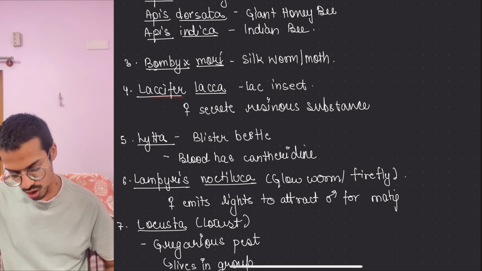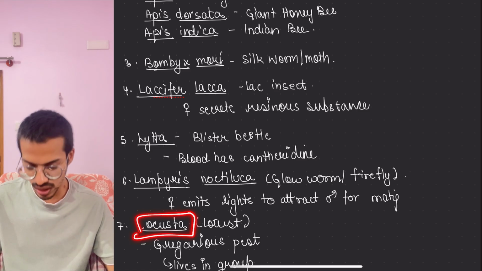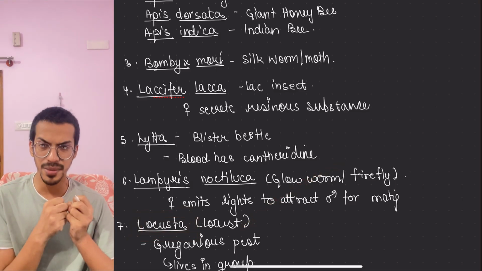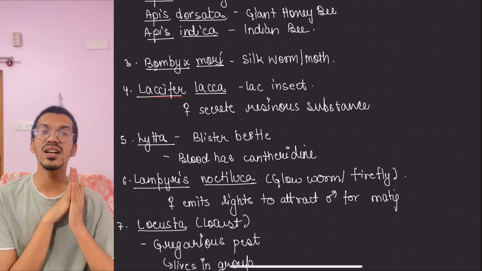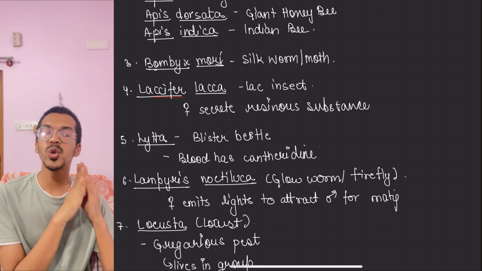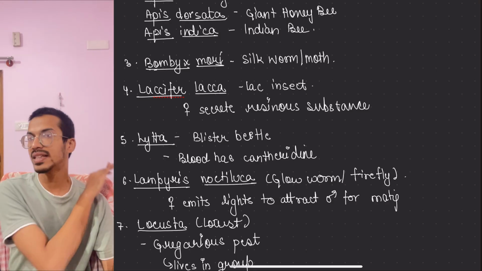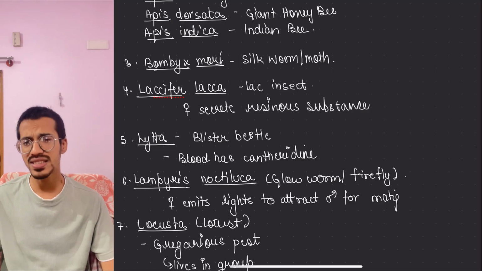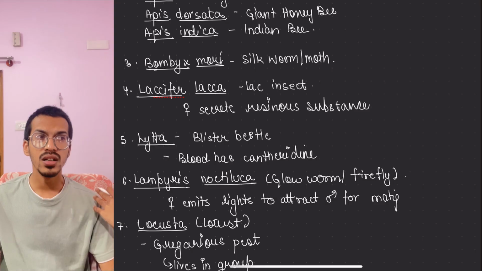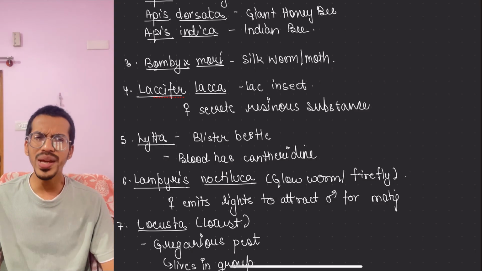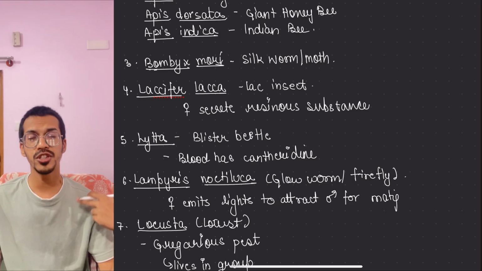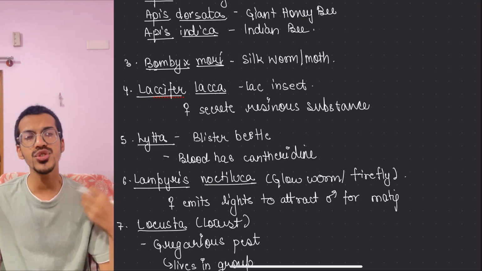Okay, then we come to Locusta. Locusta is what? Locust. It is a gregarious pest. Gregarious itself means that it comes in an army, and pest means it is a destroyer. It is a total destroyer of the crop or anything which comes in its way. Locust attacks have taken place since the past, and earlier we were very helpless against them, but now we make biotechnologically better crops, or we use insecticides which kill them.